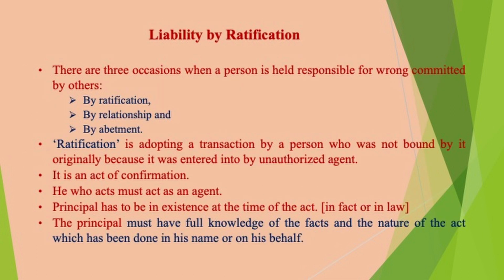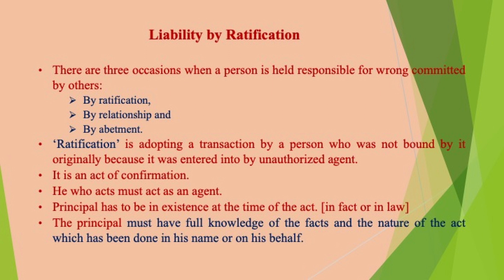Vicarious liability can be imposed in three situations: 1, by ratification, 2, by relationship, and 3, by abetment. What is ratification? When a person adopts or approves a transaction, though originally he was not bound by it because it was entered into by an unauthorized agent, he is said to have ratified the action. Ratification is an act of confirmation.